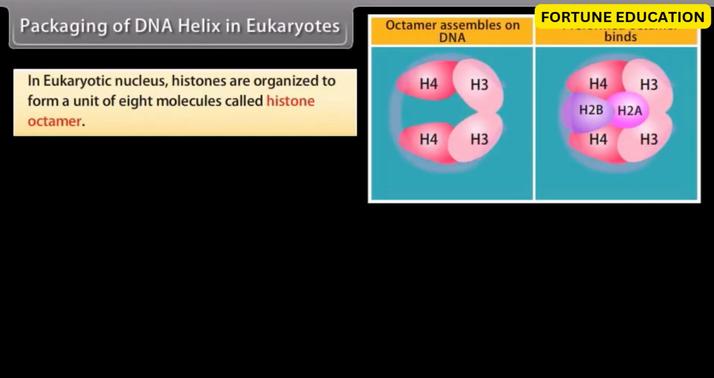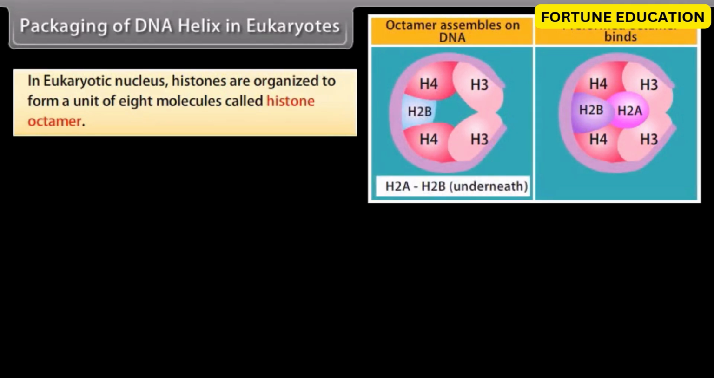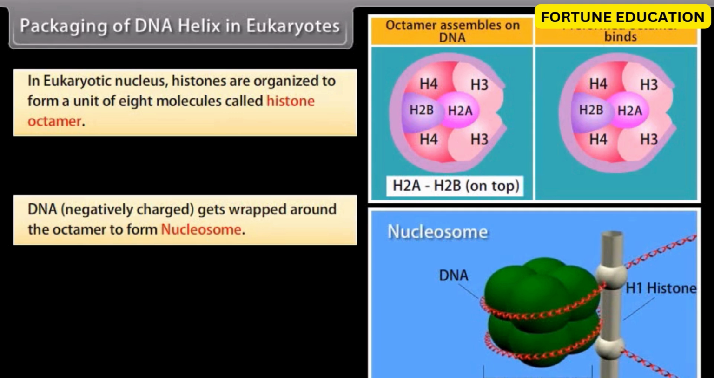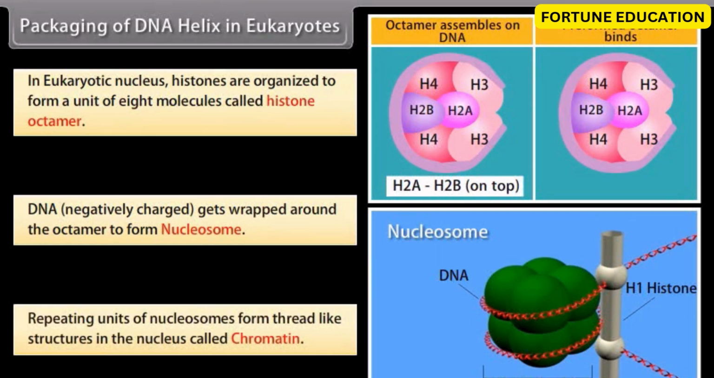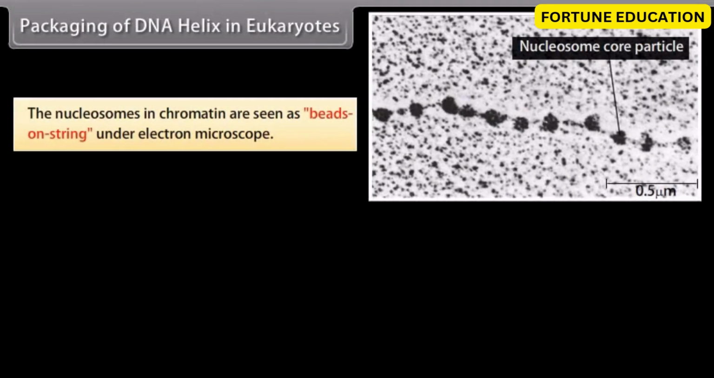Packaging of DNA helix in eukaryotes. In the eukaryotic nucleus, histones are organized to form a unit of 8 molecules called the histone octamer. Negatively charged DNA gets wrapped around the octamer to form a nucleosome. Repeating units of nucleosomes form thread-like structures in the nucleus called chromatin. The nucleosomes in chromatin are seen as beads on a string under the electron microscope.